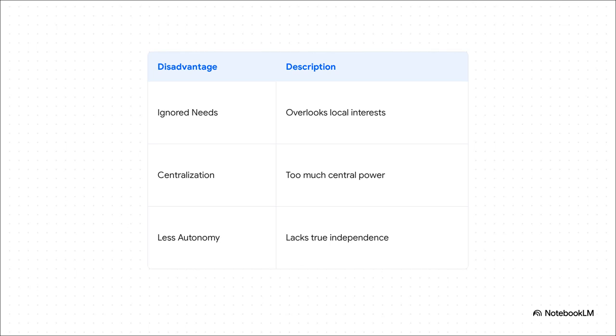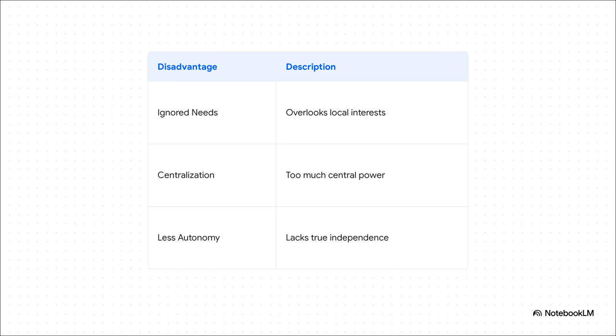So, what are the trade-offs? Well, the first major disadvantage is ignored local needs. Centralized decisions made hundreds of miles away may totally overlook the unique interests of a specific region. Imagine your own hometown being governed entirely by leaders who've literally never even visited it.